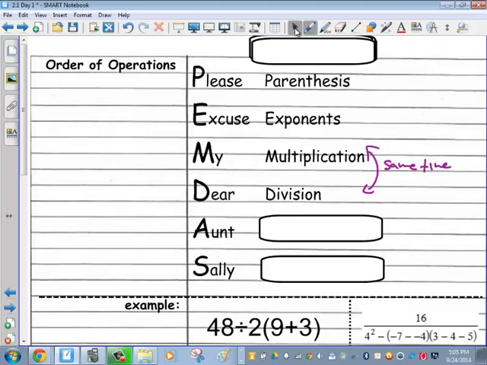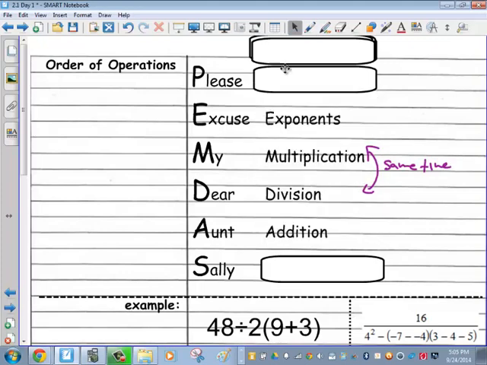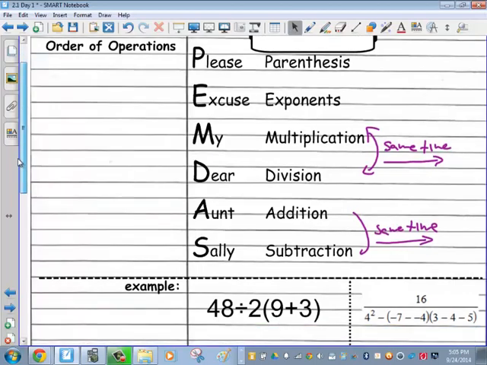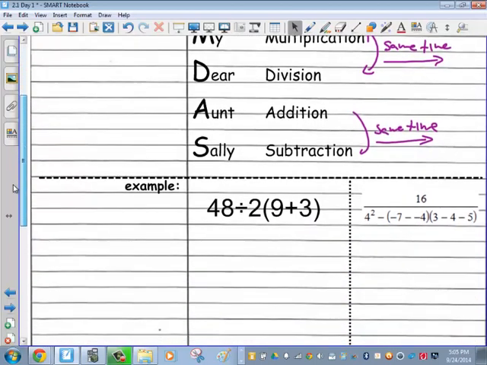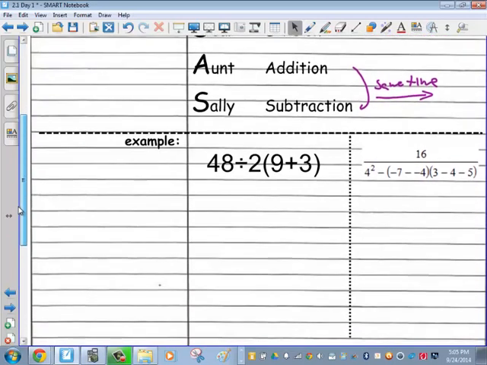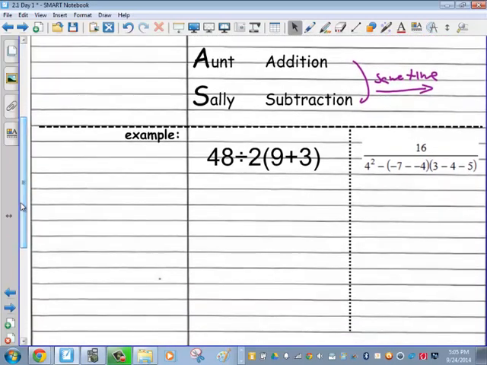And lastly, we have the Aunt Sally. So the addition and subtraction, those also happen at the same time from left to right. So think of this one from left to right, and this one from left to right. Okay, it's going that way as you go through the problem. So let's apply these down here with these two problems. Once you get better and better at this, you don't have to follow these rules. Well, you do have to follow rules, but you can find tricks of not doing them in order.